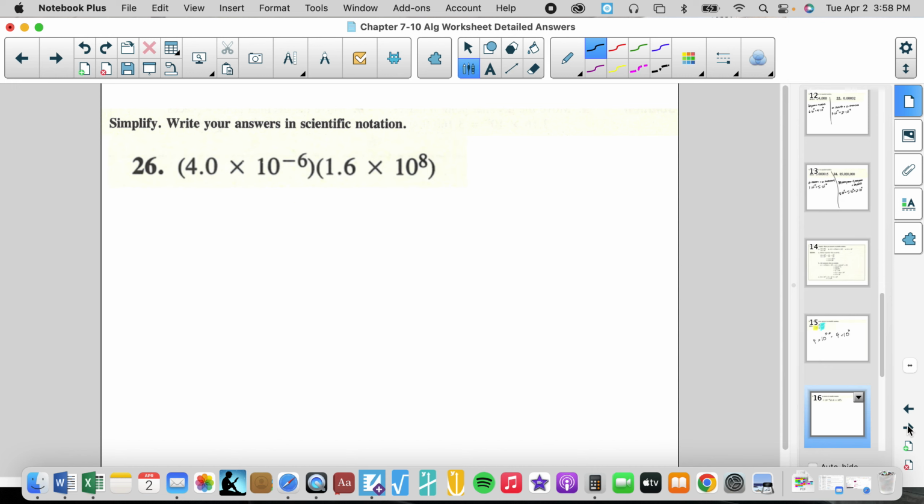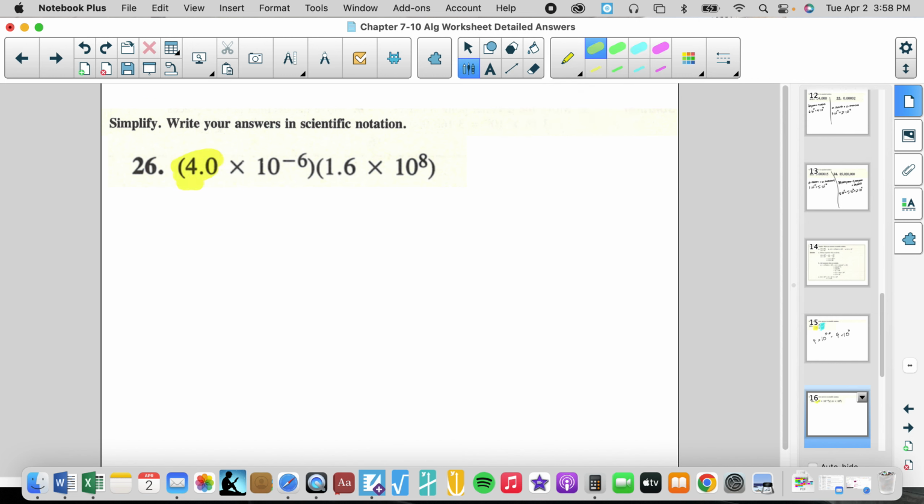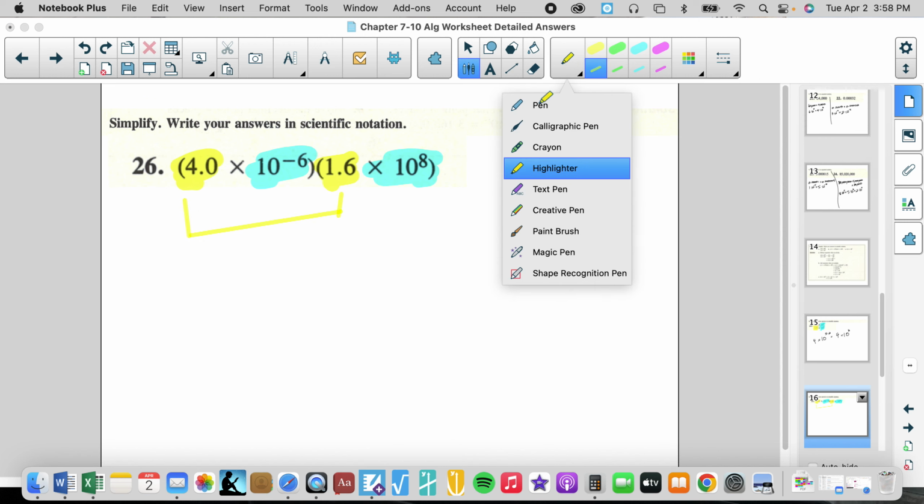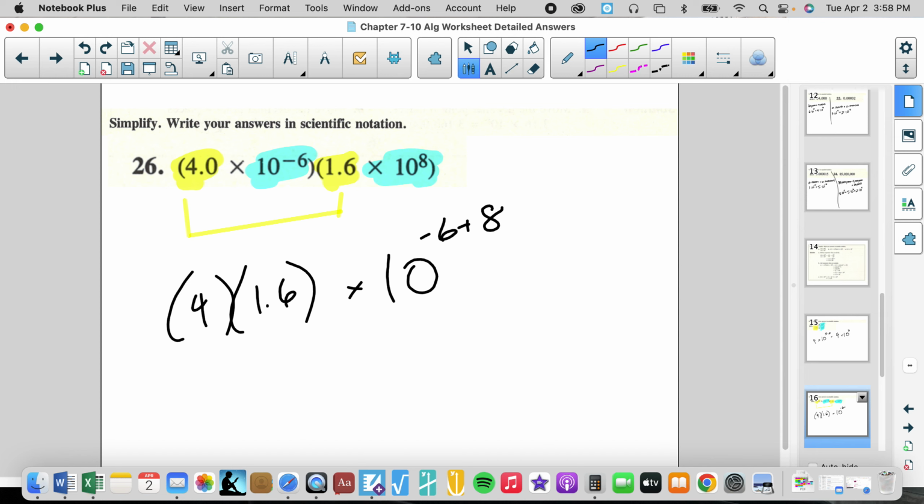So when we multiply, we're going to multiply the bases. And then we're going to add, because we're multiplying like bases, we will add those exponents. So 4 times 1.6. So in a sense, we're multiplying 4 times 1.6 times 10 to the negative 6 plus 8. So that's 10 to the second. That's 6.4 times 10 to the second is going to be our answer.